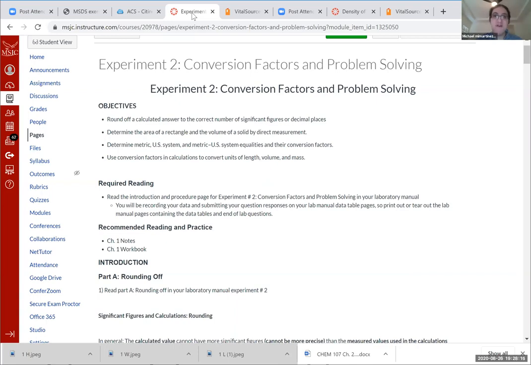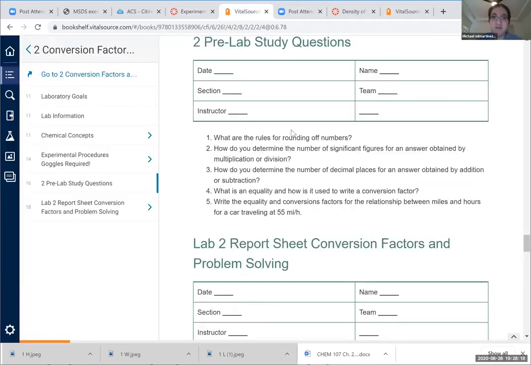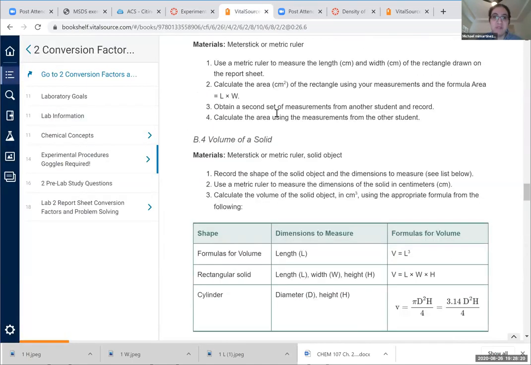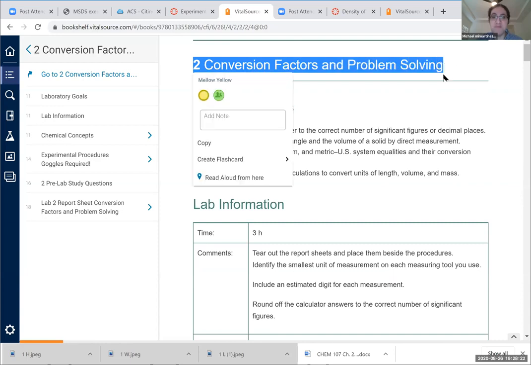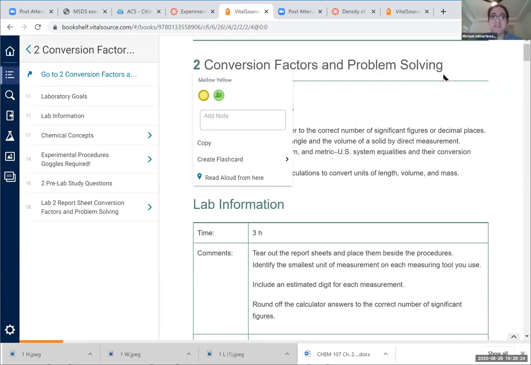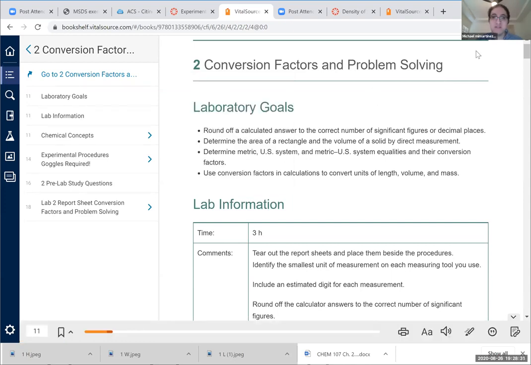Is everyone able to find in their lab manual this lab? Lab 2, conversion factors and problem solving. Is everyone able to find this lab? Perfect. So what I'm going to do is I'm going to stop the recording.